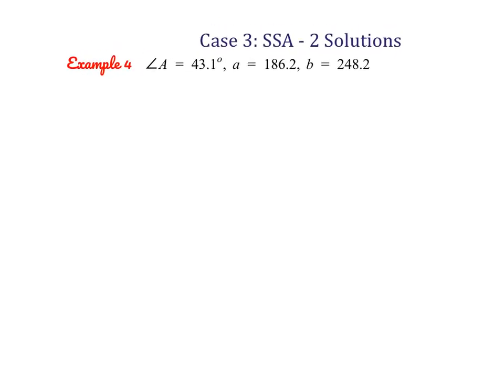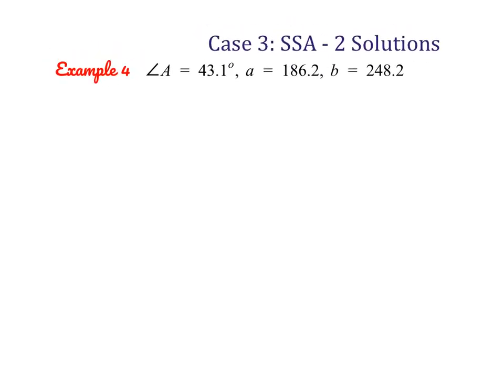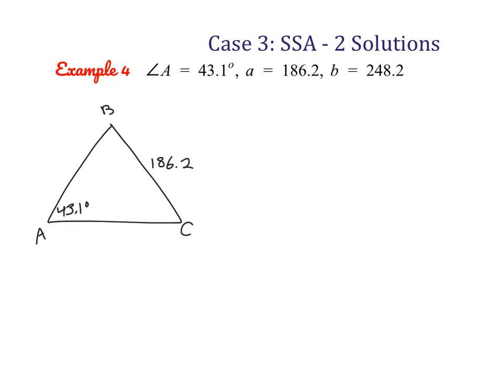Okay, let's look at another side-side-angle case. So in this one we have, let me draw a quick triangle. Angle A is 43.1 degrees. We know that side A is 186.2 and side B is 248.2. So again, we have a side-side-angle case. Since I have a pair of angle and opposite side, I know that I can use law of sines. So I see that I would be finding angle B first.